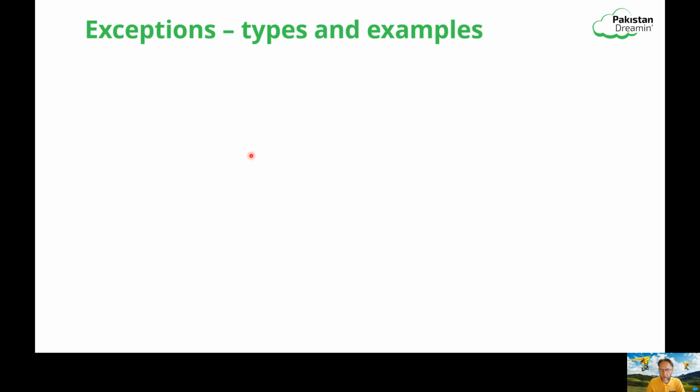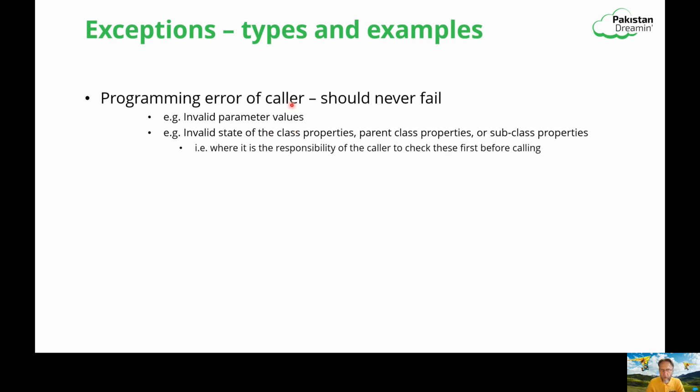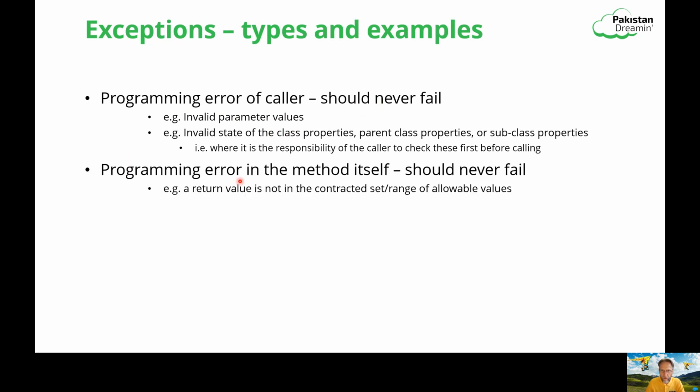Let's have a look at exceptions, just to drill into that a bit, because we want to categorize exceptions for our purposes of our contract. So first of all, we have a type of exception that indicates a programming error of the caller if they're thrown. These should never happen, obviously, because we don't want any programming errors, so they should never fail. Next, we have a type of exception that indicates a programming error in the method itself. Again, we don't want these to ever happen, but if they do, that's what they mean.